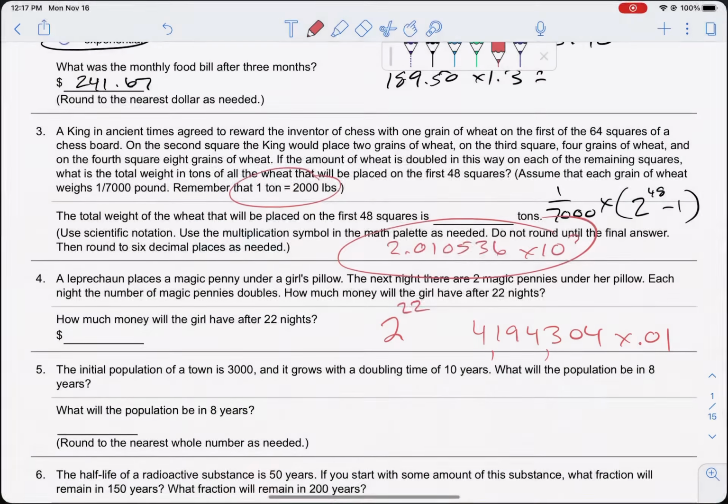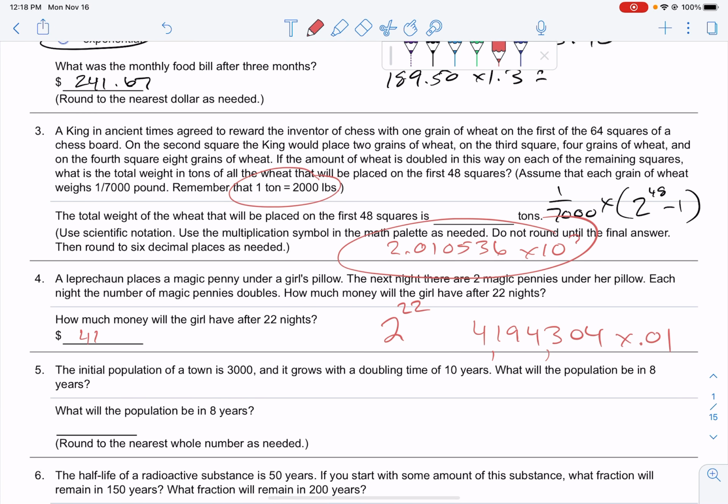So I take that, I times by 0.01, and that gives me 41,000. So she would have 41,000, and we're going to round to the penny. So $41,943.04 is how much money she would have after 22 nights. That's a lot of money.